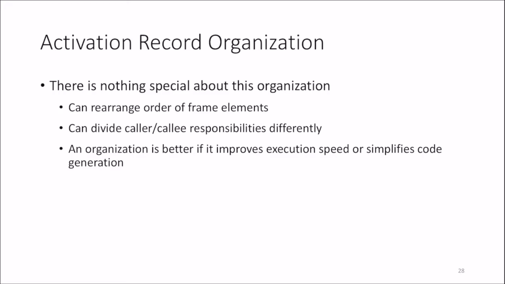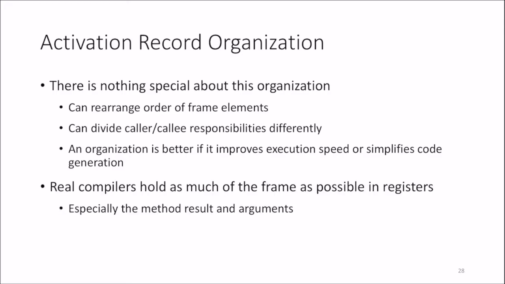And an organization is better if it improves execution speed or simplifies code generation. Essentially, that's what we care about in the compiler. And real compilers hold as much of the frame as possible in registers so that they can create code that is more efficient and uses registers rather than main memory for the operations. A backend library like LLVM takes care of this for you, so you don't have to do register allocation yourself.